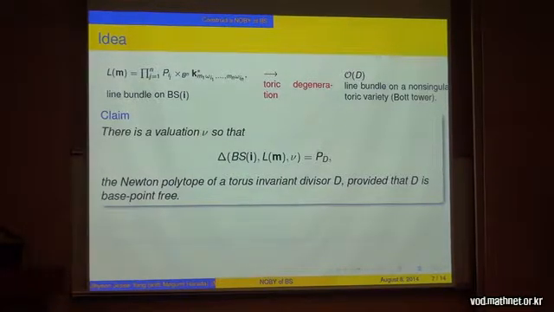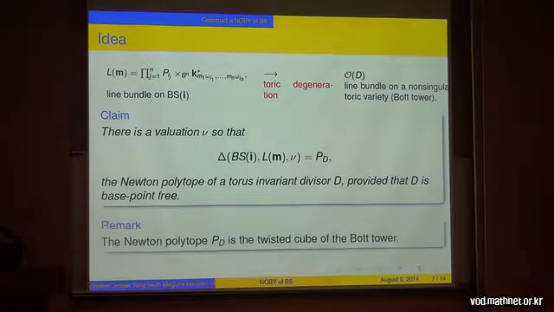So still it's true. There is a valuation such that the Newton-Okounkov body is the Newton polytope of the toric variety. And I want to say this Newton polytope is very well known and a very simple lattice polytope in this case, because it is base point free. And it is the twisted cube of the Bott tower, developed by Grossberg and Karshon in a symplectic geometric setting.